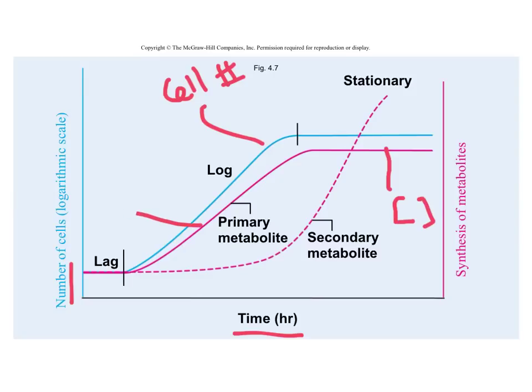Let's say that a primary metabolite is an amino acid. This is some amino acid the cell produces. This is something it's always going to produce to grow and live. A secondary metabolite, though, might be a toxin, or it might be something that helps it acquire certain nutrients.